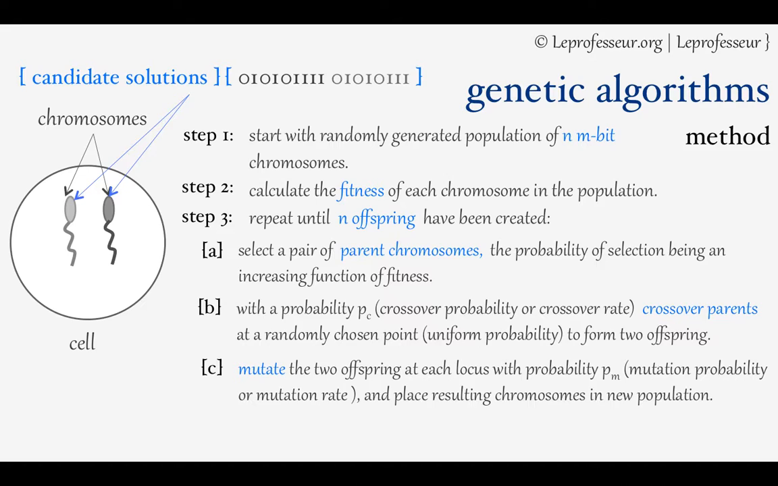Now the third step is mutate. Not every time you want to mutate the 2 offspring. So there is a certain probability of mutation. You may call it a mutation probability or mutation rate. With that probability or rate, you mutate and place the resultant chromosomes in the new population. So we do 3 steps, A, B, and C, until we have n offspring, or our original population n. You see, we selected n chromosomes in the beginning. So the idea of this step 3 is that we produce n offspring, so that we replace the entire population which we had originally.